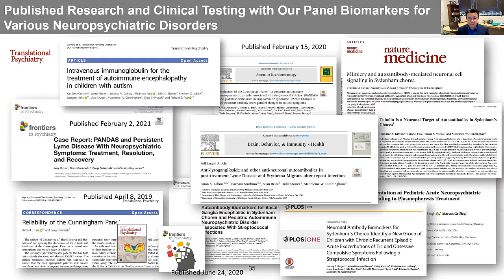If you'd like, there are multiple research papers that we can send to you. Patients with persistent Lyme disease, treatment with immunoglobulin in some patients who were diagnosed in part with autism but suffering from an immune-mediated component. You see things with different types of PANDAS and PANS.